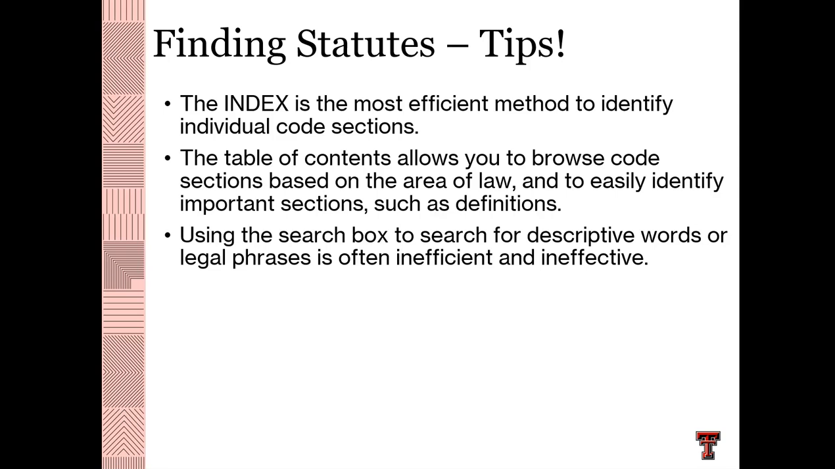If you need to do original statutory research, the index is the easiest way to find individual code sections based on keyword, legal phrase, etc. The table of contents allows you to browse code sections very quickly, and it's also a really handy way to find those necessary code sections that you need to be aware of, such as definitions, because that section in a code title is going to define how you interpret all the other codes in that specific section. And again, the easiest way to find that is to use the table of contents.